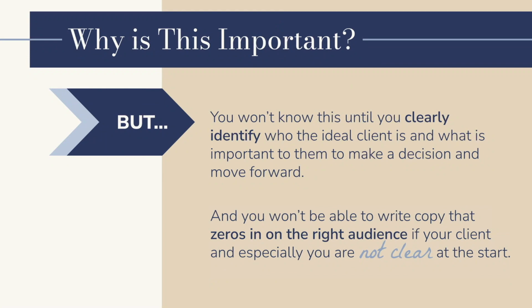That's why we can't include everything the client does and everyone they're trying to reach. It's your job as the copywriter to help them identify this and then narrow it down so that we're only speaking to one or maybe 2 different audiences. Ultimately, you want to write copy that zeroes in on the right audience. And you can't do that if you're not clear from the very start.